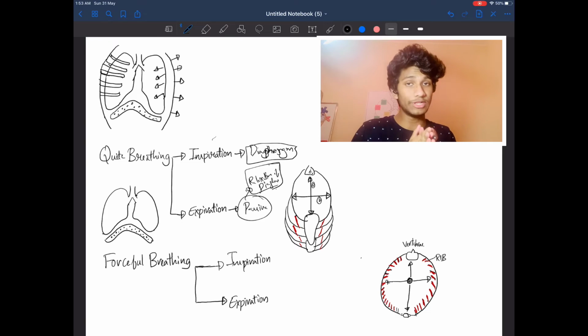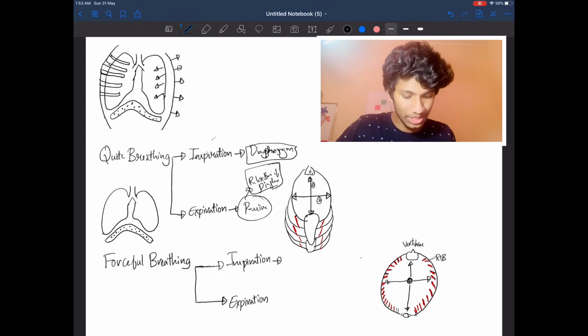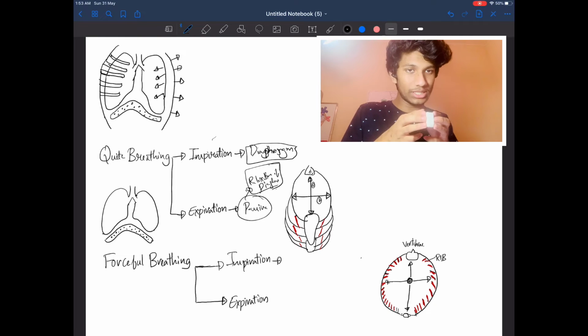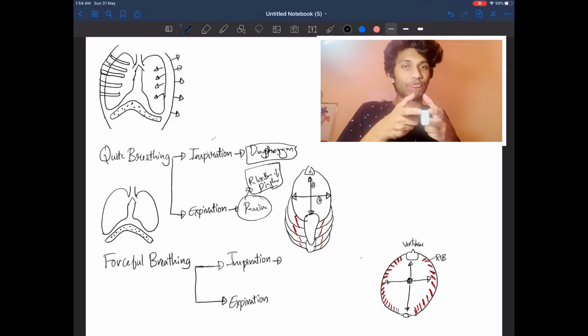Now we'll discuss forceful breathing. In inspiration, forceful breathing is very complicated and needs to be explained properly. So think that this eraser is the sternum and these are my ribs. These are the thoracic ribs, attached posteriorly to the thoracic vertebrae, and anteriorly going into and attached to the sternum. So this will achieve a proper upward movement of the sternum.